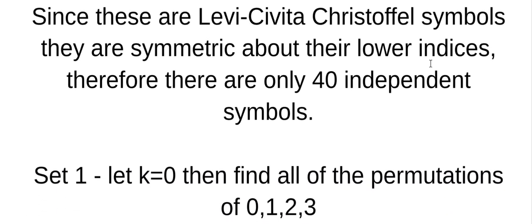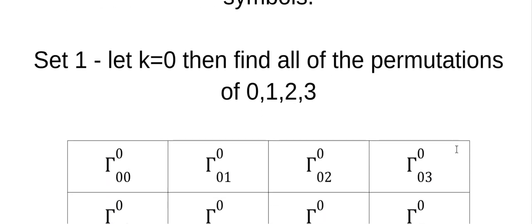Let's do set number 1. There are going to be 4 sets of 16. Let k equal 0, that's for the contravariant index. And for the covariant indices, we do all of the permutations of 0, 1, 2, and 3. So it looks like this.